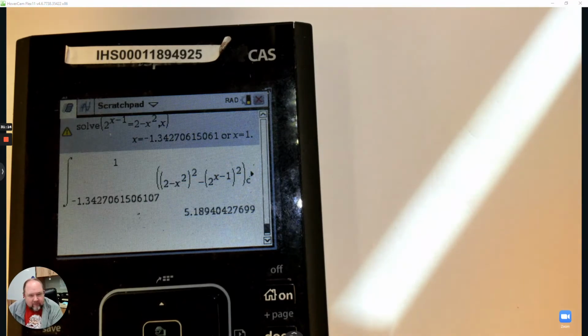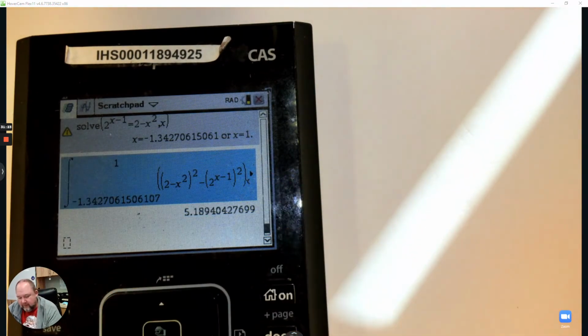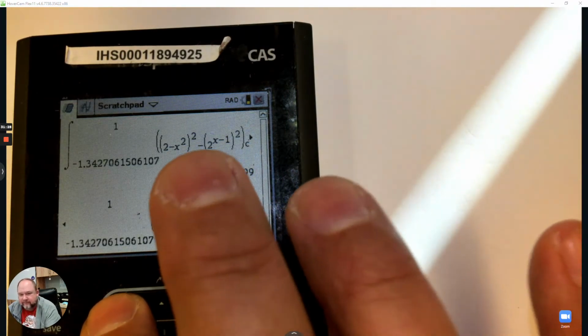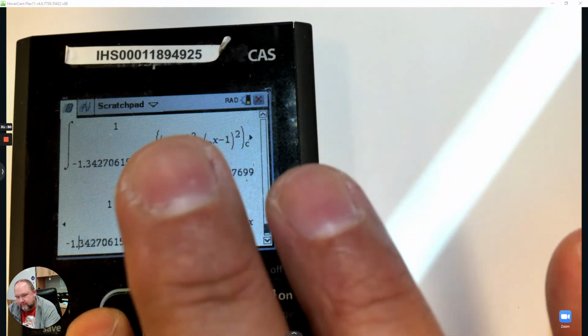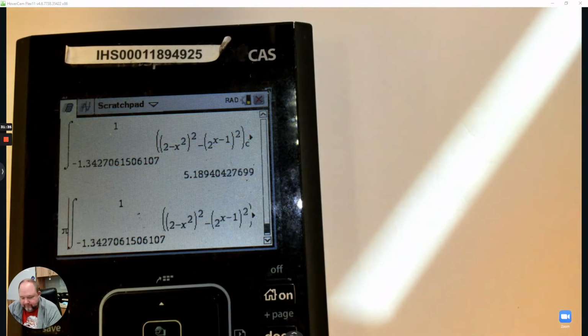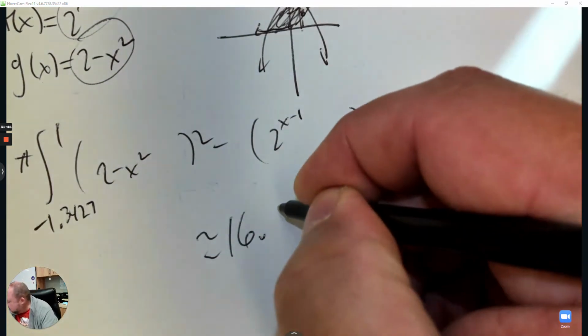It should say 16. No, what should it say? Oh, what did I forget? You know what I forgot? I forgot pi. So if you forgot something, highlight over it. It needs to have a pi in front. There it is. I was looking at the answer key, so I saw it wasn't matching. So it's 16.303. It's now matching. Now it's 3 decimals.